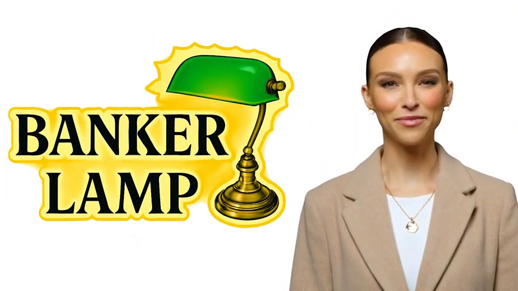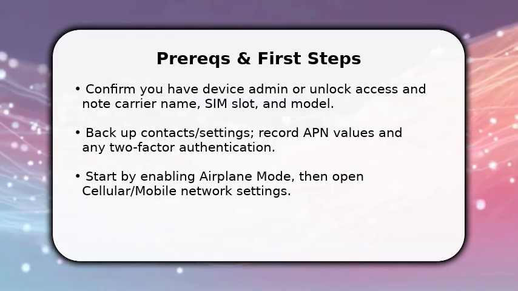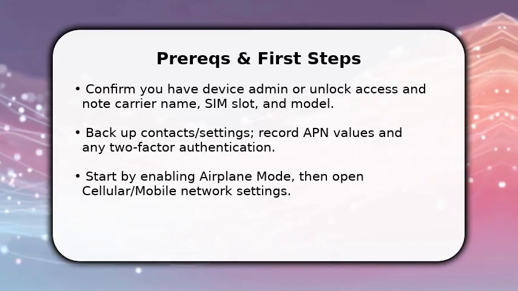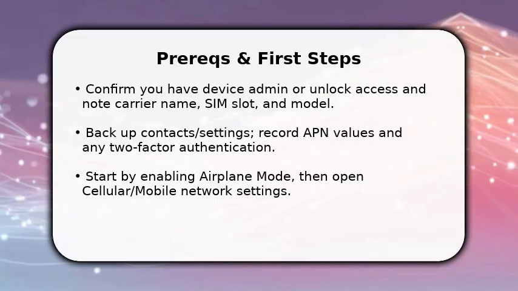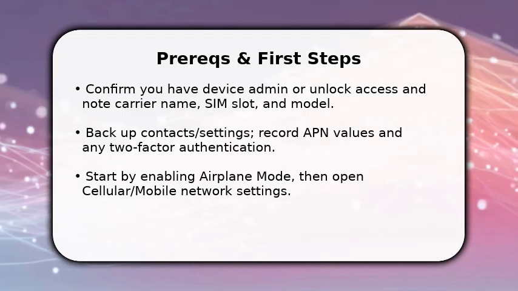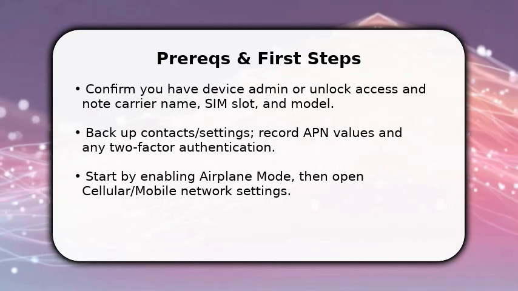Please enjoy the video. You start by preparing the device. Make sure you can change system network settings and that you've backed up contacts and APN values. Once done, enable airplane mode to halt radios, then go straight to cellular or mobile network settings. Make sure you identify the SIM slot and carrier name so you can target the right configuration.